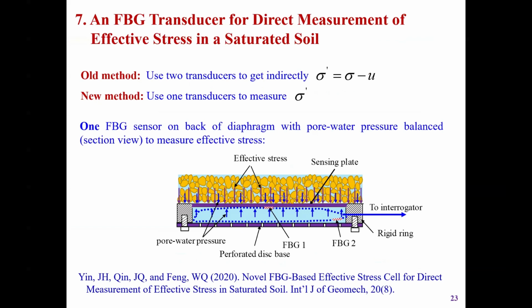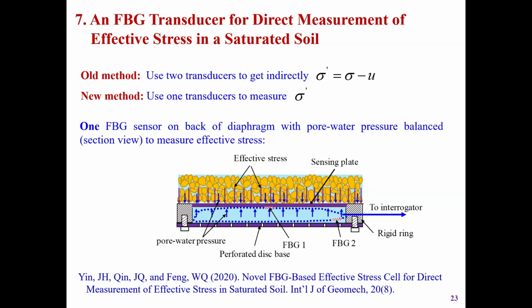You know, before, we measured total earth pressure and pore pressure separately, using two transducers, then took the difference, and we got the effective stress. But now we can measure effective stress directly. And how to do this?